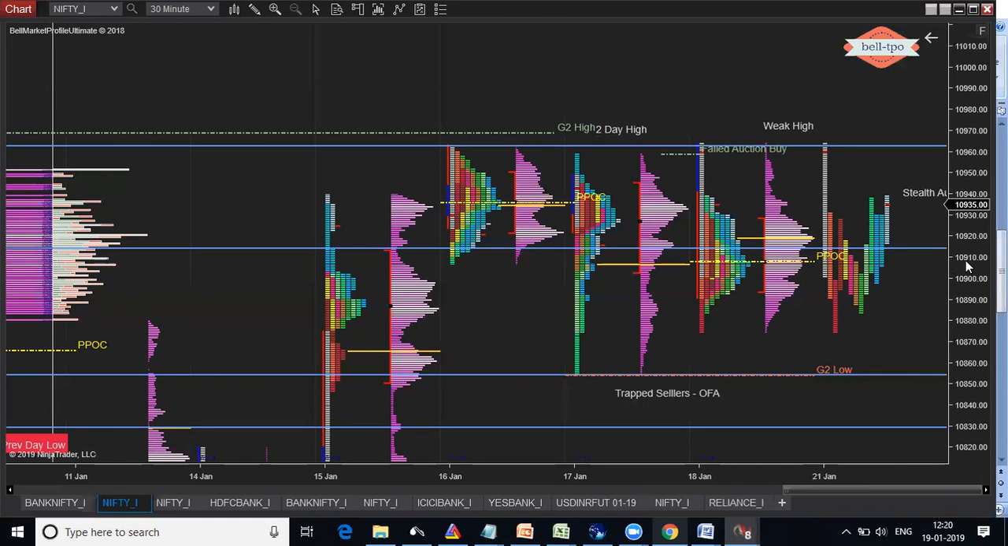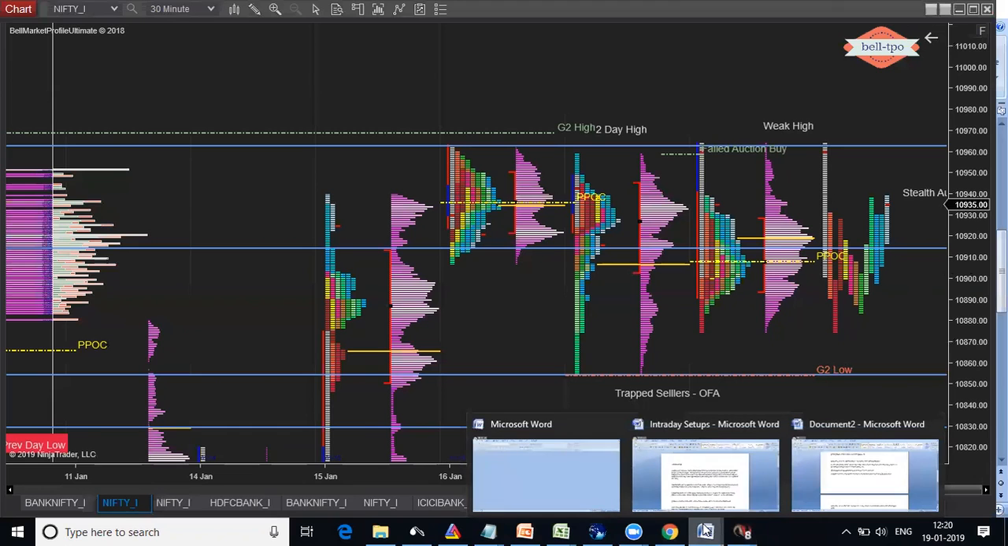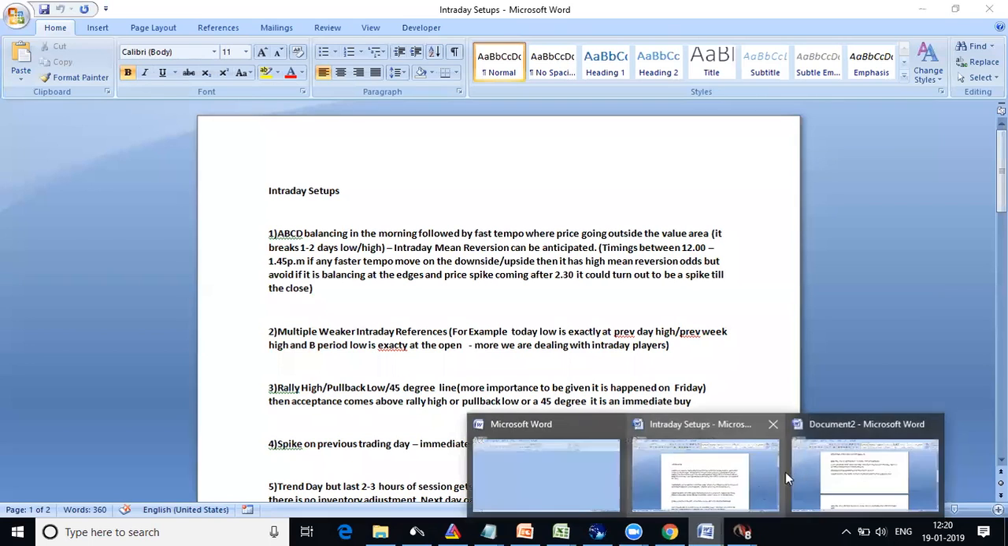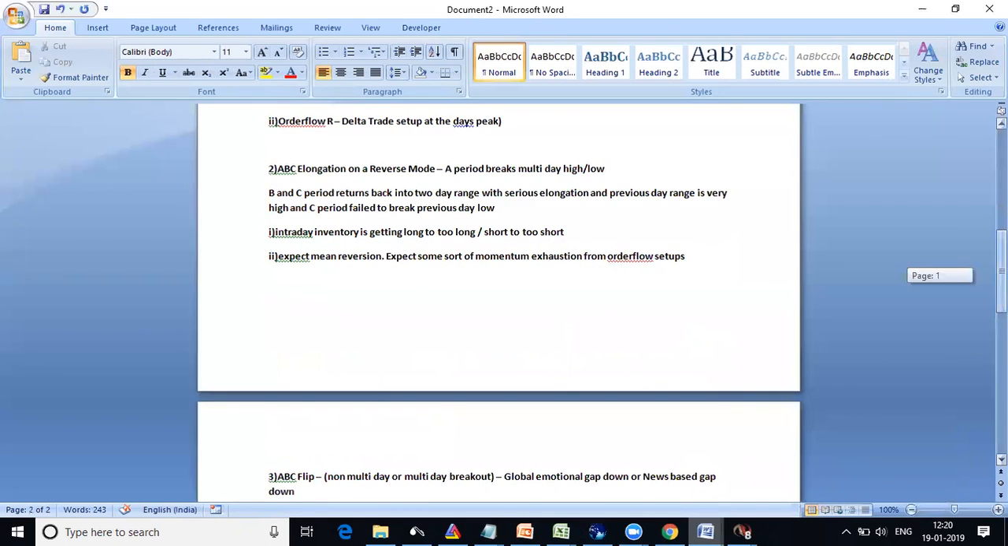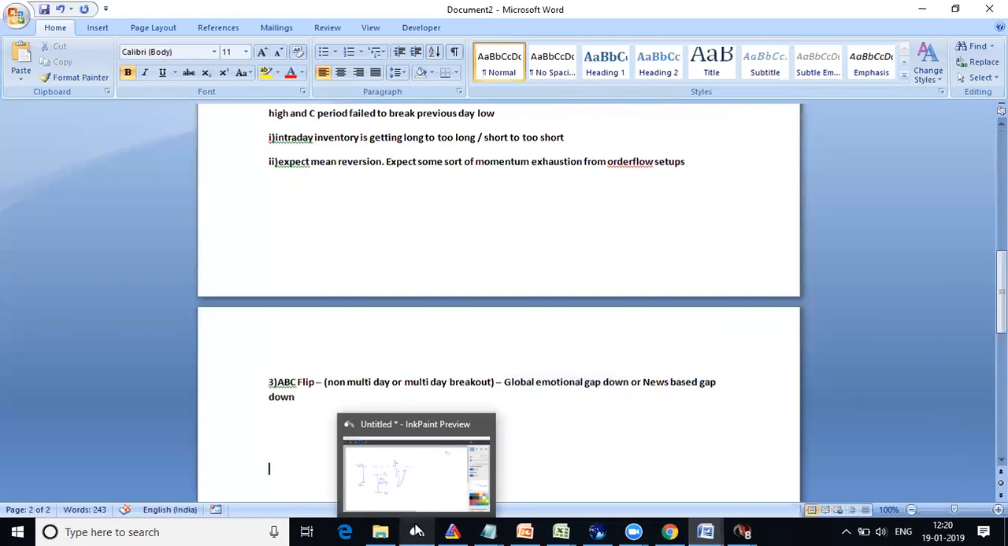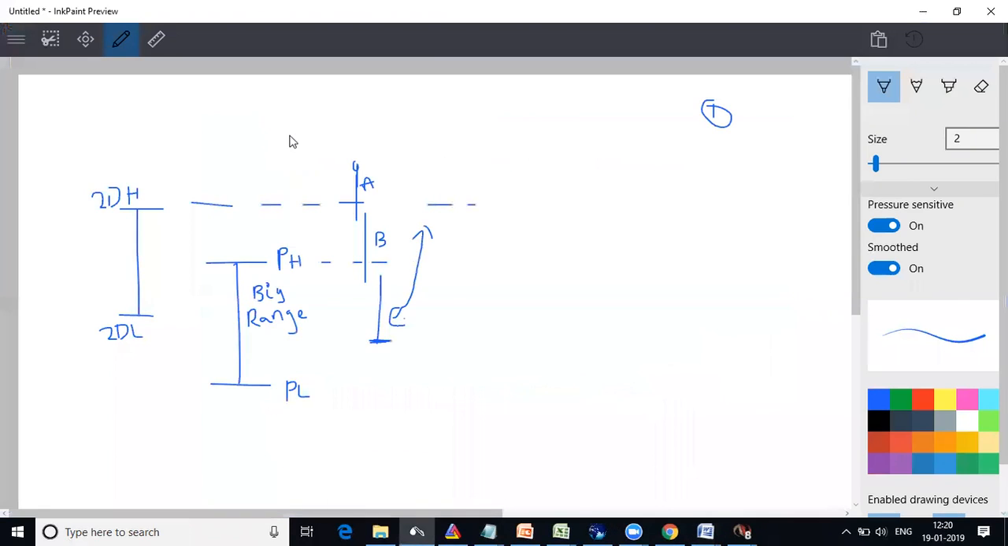Right. Now we're going to talk about one more unique setup. This is a very interesting setup, which is going to give you the maximum odds. It's the ABC flip. This ABC flip comes with a global emotional gap down or any local news-based gap down, but that is going to bring you more odds. First of all, we'll talk about how the setup could establish, then I'll show you some past examples of how it worked out. It is called an ABC flip.